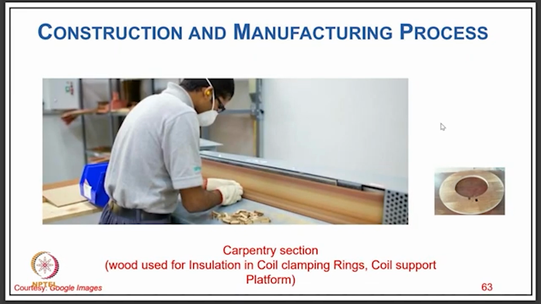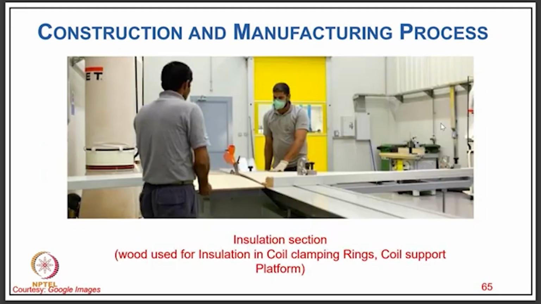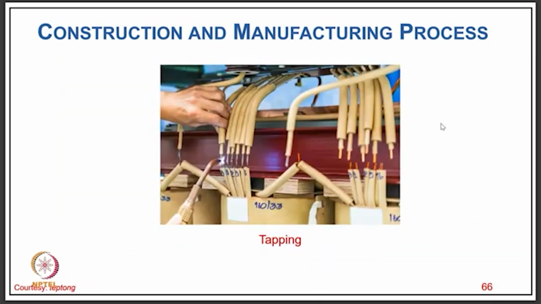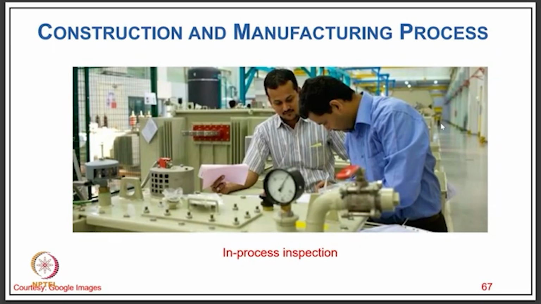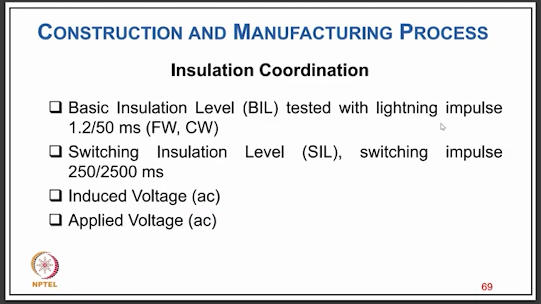Then there is small power transformer winding and insulation insertion, then a carpentry section for wood for insulation, coil clamping rings and coil support platform, then the core coil assembly, then the insulation section with wood used for insulation, coil clamping rings and coil support platform. Then we have the tapping arrangement of the primary and secondary coming out, and then the inspection in process with the different testing, and then how we do the testing of these transformers.